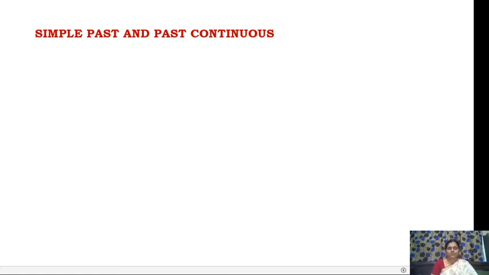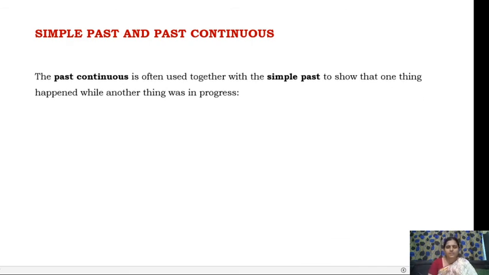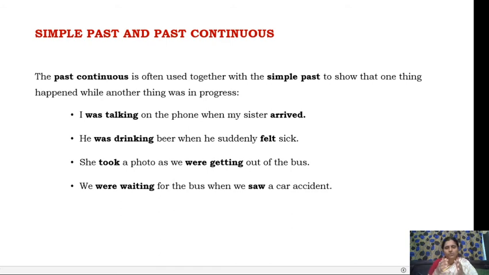Like how we use the simple past tense and past continuous in a sentence. The past continuous is often used together with the simple past tense to show that one thing happened while another thing was in progress. For example, I was talking on the phone when my sister arrived. So when my sister arrived, something happened when something was in progress. So what happened? Her sister arrived when she was talking on the phone. So this was in progress and this happened.